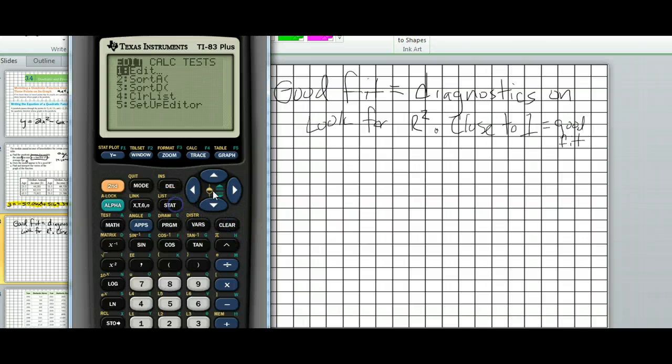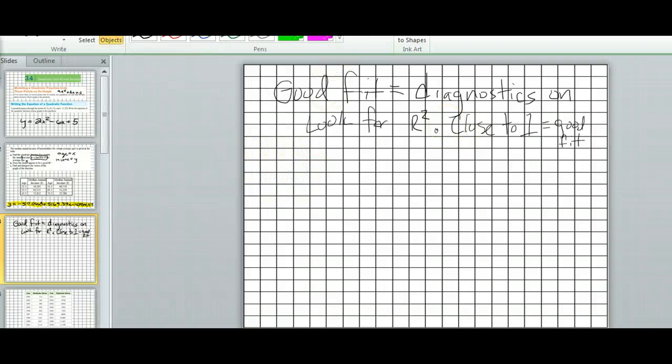Now when we run quadratic regression, it gives me that r squared value as well. R squared is 0.9988, very close to 1. So the answer to part B is yes, this seems to be a very good fit. So I'm going to write this as a good fit model.